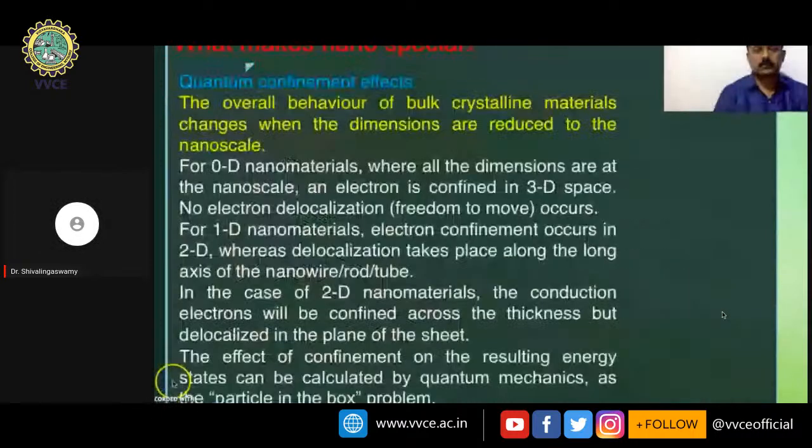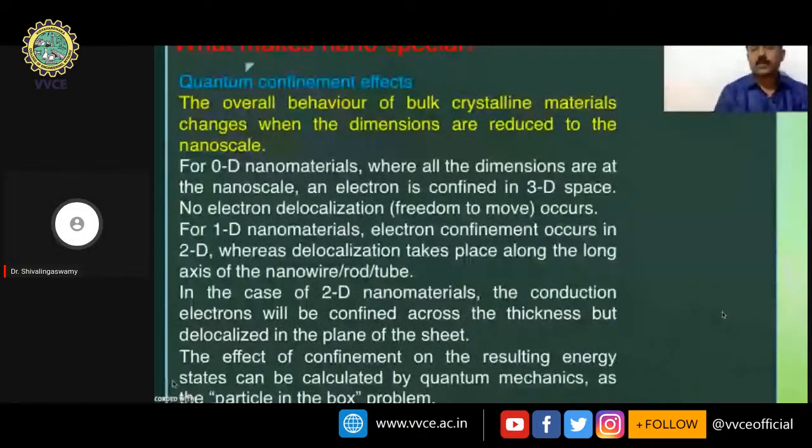Okay, now we'll see what makes nano special. I told you the size plays a very important role, and why should properties change because of size? It is because of quantum confinement effects. The overall behavior of bulk materials changes when dimensions are reduced to the nanoscale, and these changes happen because of the confinement of the electrons. In quantum mechanical terms, this is called the quantum confinement effect. For zero-dimensional nanomaterials, where all three dimensions are in the nanoscale, the electrons are confined to a 3D space.